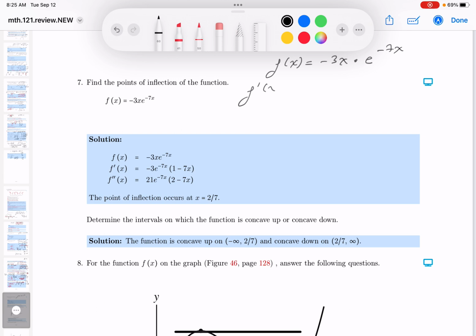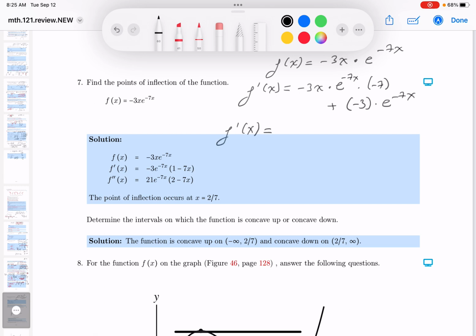First derivative. And I'm going to say the first function, minus 3x, times the derivative of the second function, which is e to the minus 7x, times minus 7. I'm doing the product rule. And it's going to be plus the derivative of the first function, which is minus 3, times the second function, which is e to the minus 7x. And I think it's in my interest to just simplify that a little tiny bit.